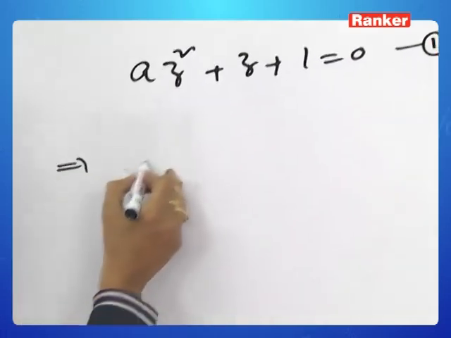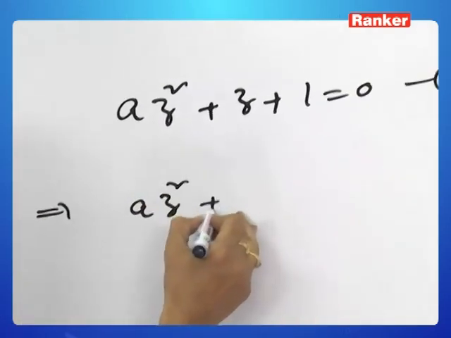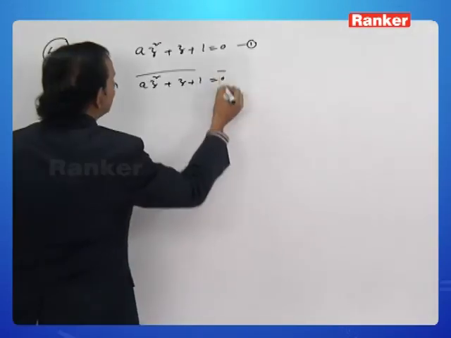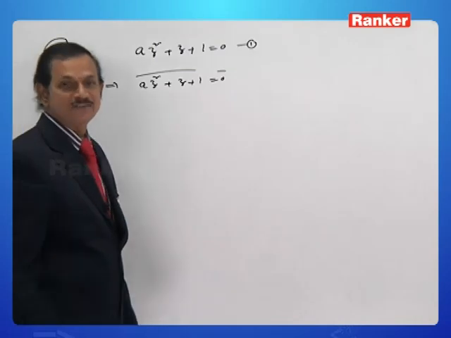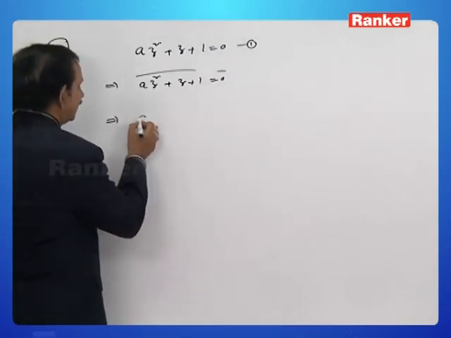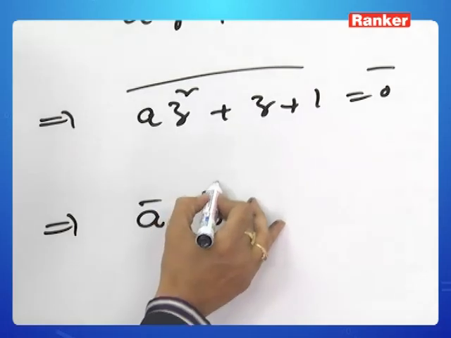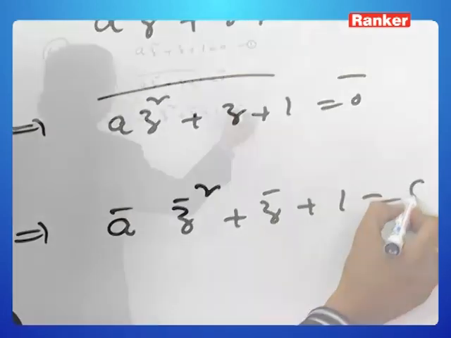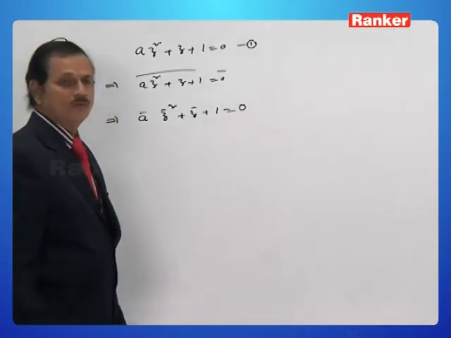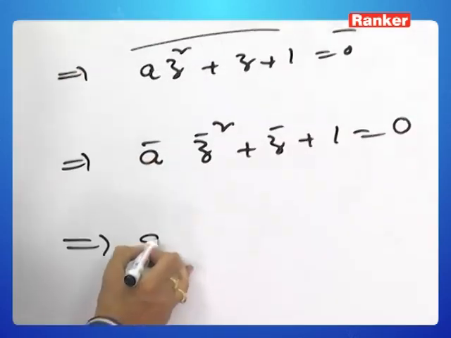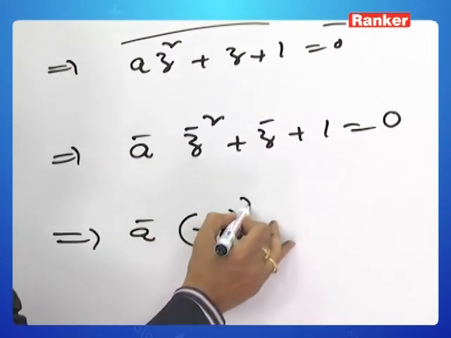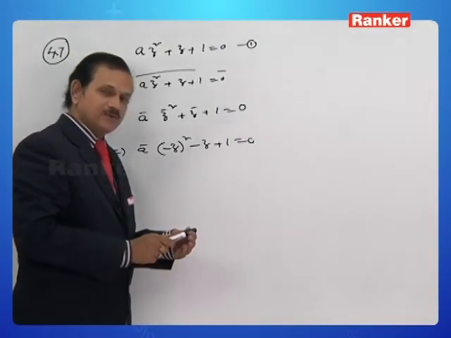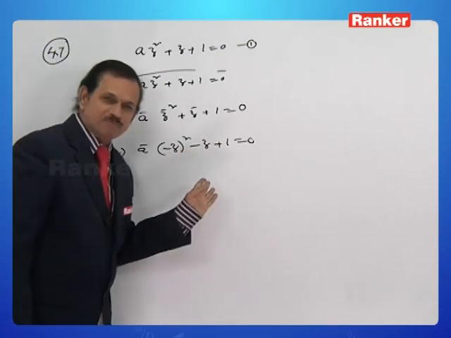This implies az square plus z plus 1 is equal to 0. I am considering the conjugates on both sides, which implies a bar z bar square plus z bar plus 1 is equal to 0, since the conjugate of 0 is 0. This implies a bar into minus z whole square minus z plus 1 is equal to 0. Do you agree with this step or not?